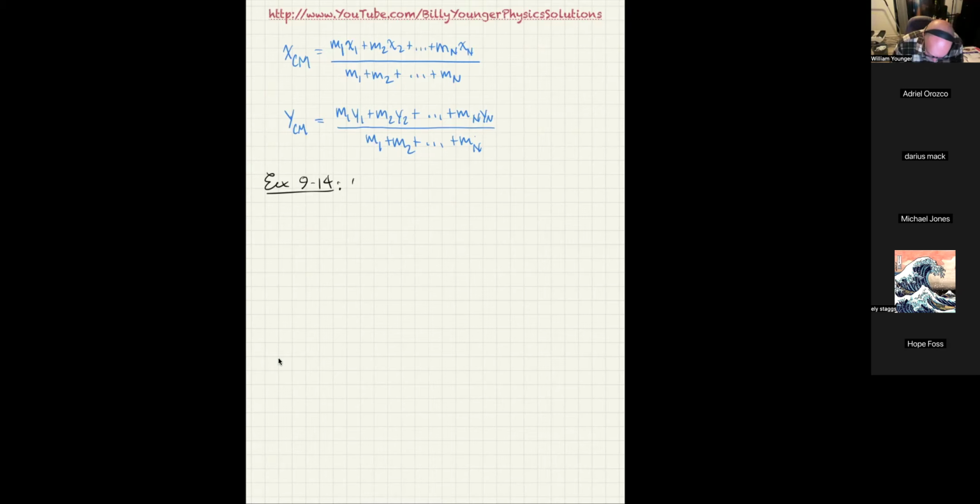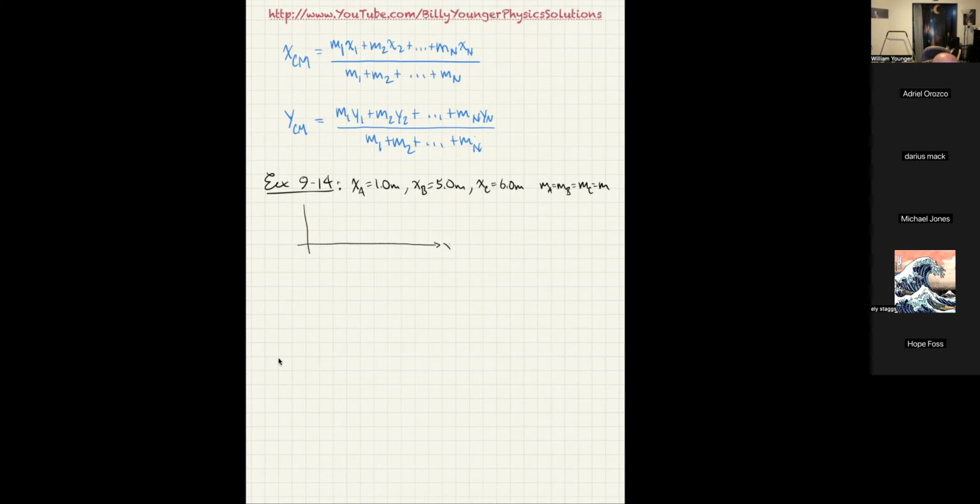What I'm going to do is say xA is equal to 1.0 meters, xB is equal to 5.0 meters, and xC is equal to 6.0 meters. MA equals MB equals MC equals M. And now I'm going to draw my coordinate system with the banana boat like this. So here's my x, there's my y.